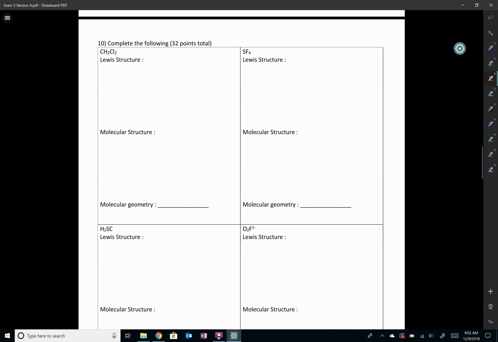Okay, we're looking at the last two pages from exam 3 of general chemistry. This is covering chapters 6 through 9, and the last two pages are both covering Lewis structures and molecular geometry and how to draw these structures.